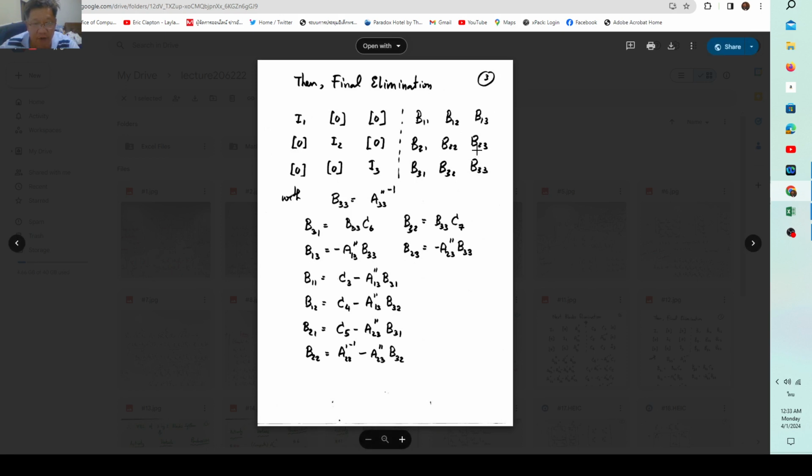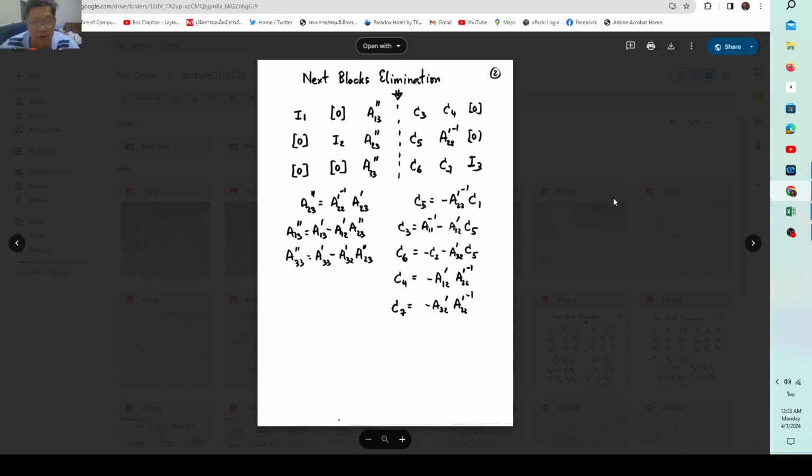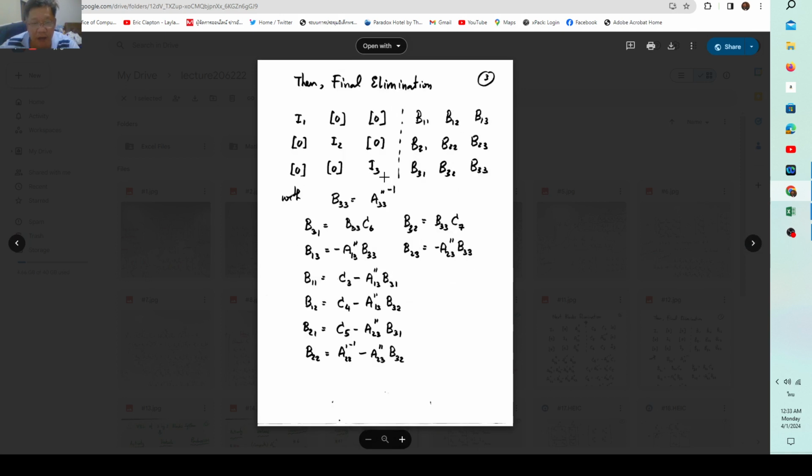The same for B23. Since the original value over here is 0 also, you get 0 minus A23 double prime times B33. The original value is multiplied by A23 double prime, and then subtracted from the original 0 value, you get this subtraction. Okay, so you get B13 and B23, all of this you get there. So the remaining four elements, you just follow what the elimination process does, right?